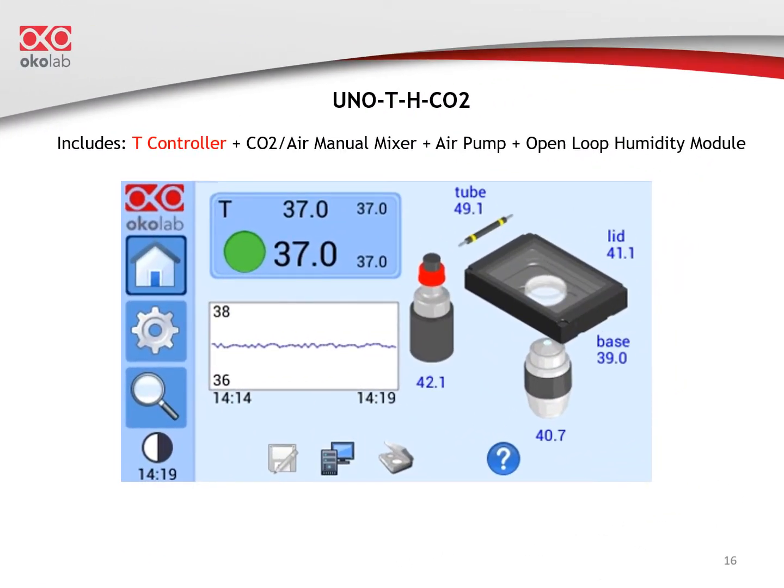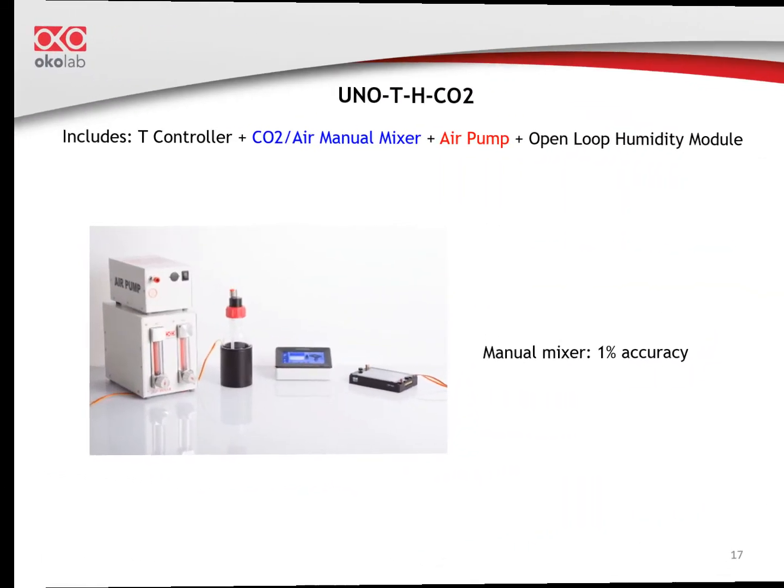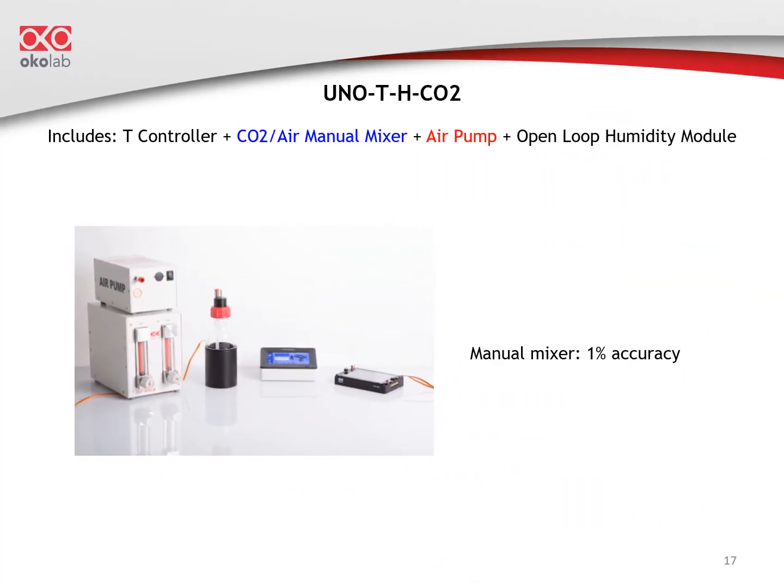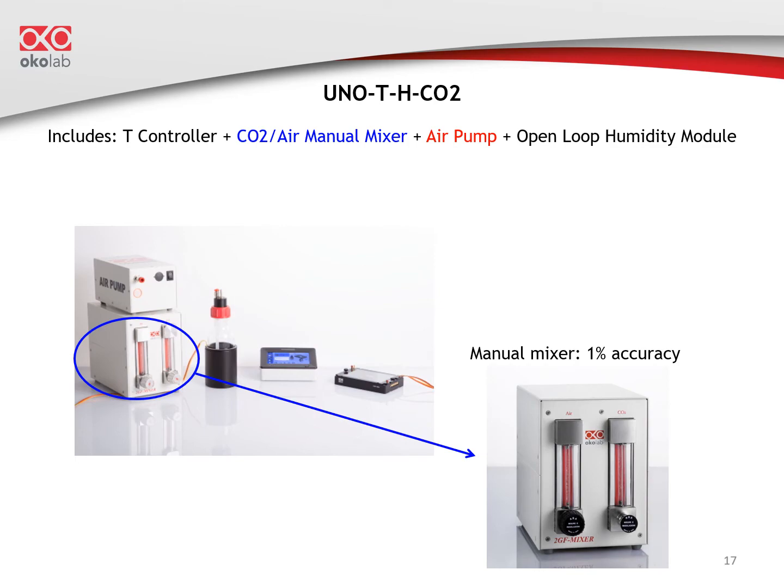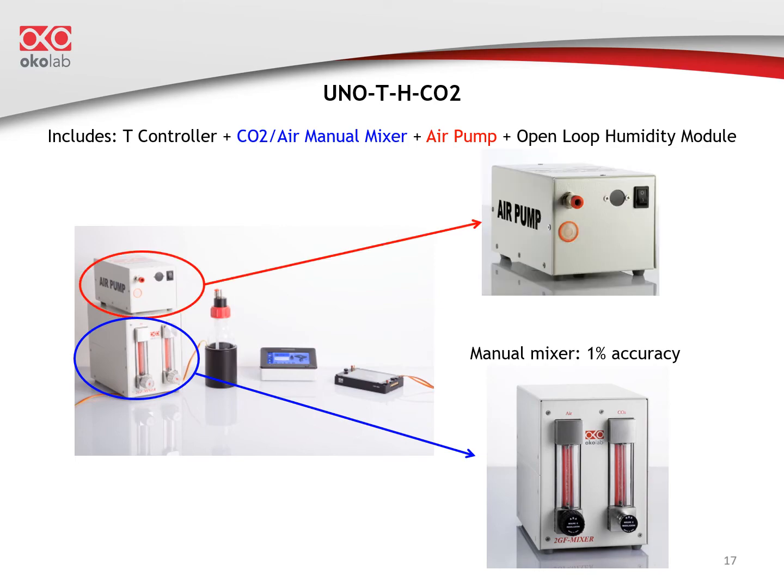The digital temperature controller offers 5 integrated heating channels. The heating channels control the humidity module, heated base and heated and insulated tube, the temperature of the lid and the base of the chamber, as well as the objective heater if you're using one. UNO THCO2 includes a manual gas mixer for CO2 and air, and an air pump.